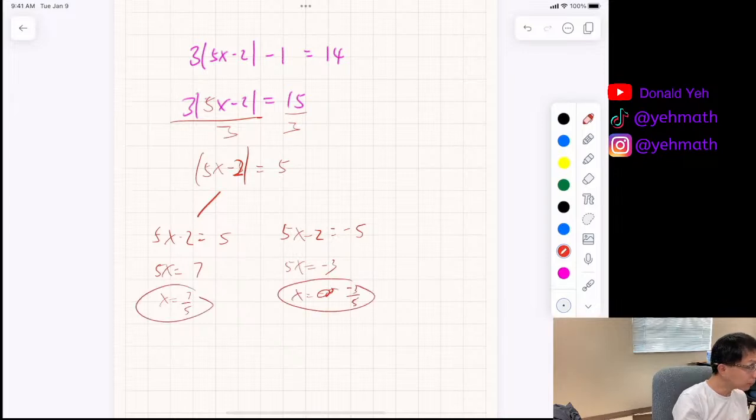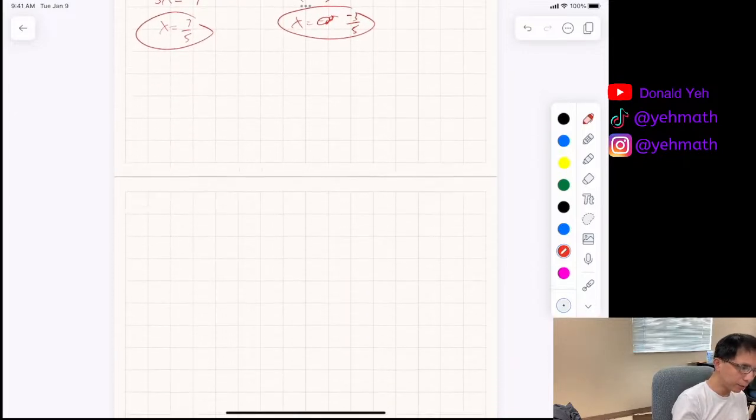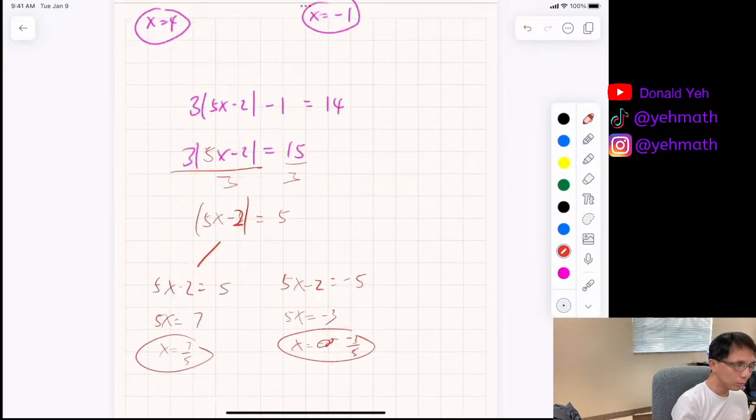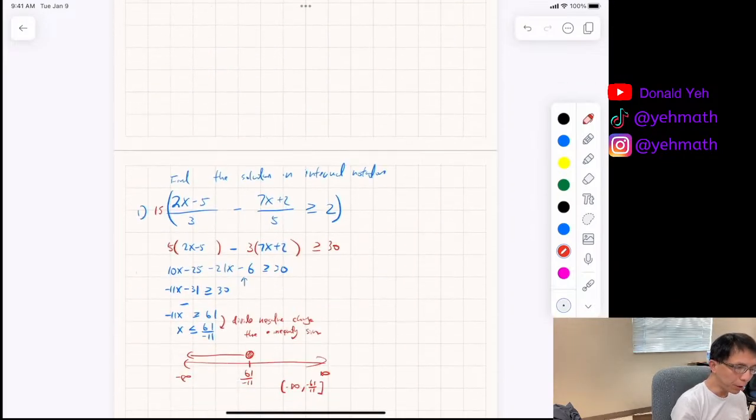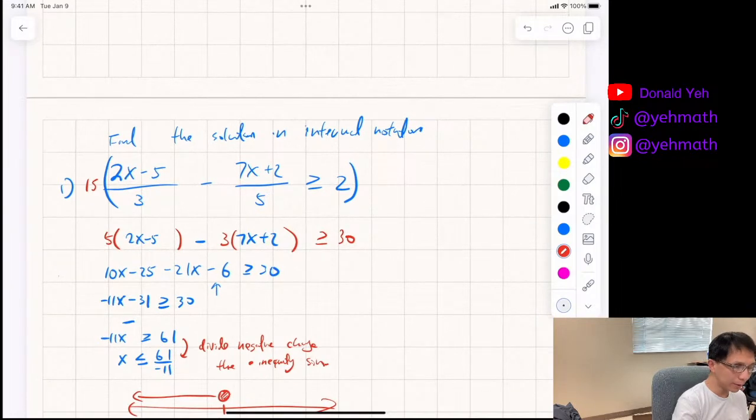Is that okay? Fairly easy. Now, if you realize, there's a name for this one. This is called a linear inequality. Anytime you have an inequality, you're going to get an answer in terms of an interval. That's why we have interval notation.